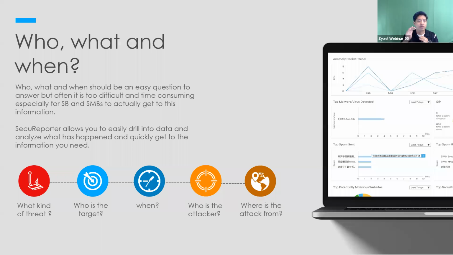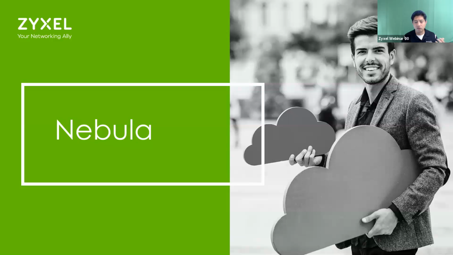But SecuReporter allows you to drill into the data, and then you can look at what kind of threats there usually are. You can see who the target is while you're looking at the data. You can see when the attack happened, and then be able to take action. You can see who the attacker is, their IP address, whatever it may be. It's all within the logs, where it came from, and you can take action. You can either use that as reporting, or you can use it for other purposes, right? So that data is very valuable in that regard.